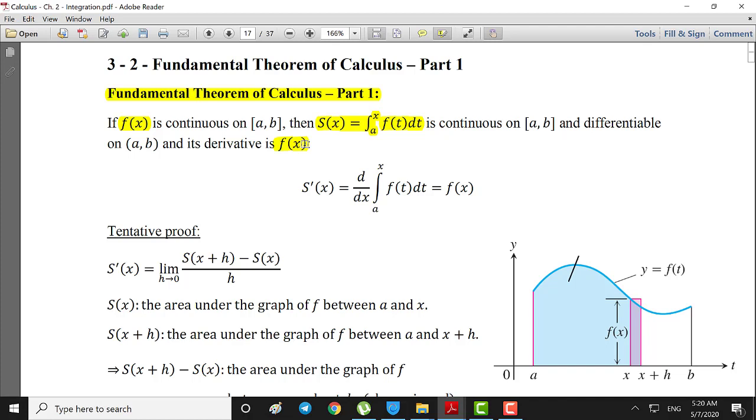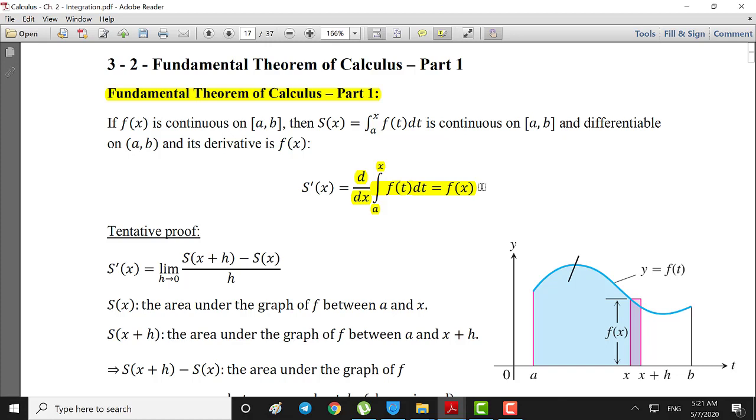Now, before we go to the proof of this part 1 of the fundamental theorem of calculus, it is good for us to delve into the meaning of it. The important part of this theorem is this equality, that d over dx of the integration from a to x of f of t dt is equal to f of x. And what is the meaning of this?